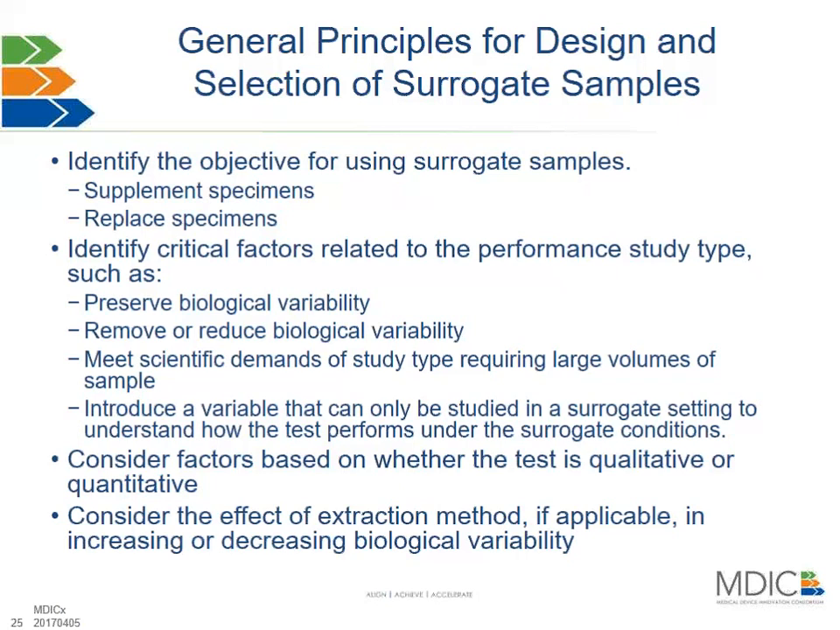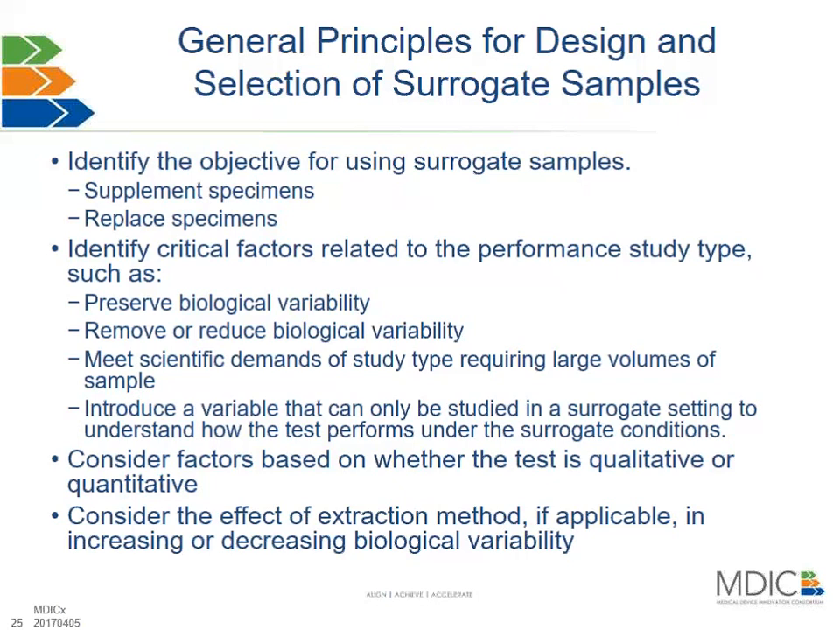What are the critical factors related to the performance study itself? For example, is preserving biological variability a key element of conducting the performance study? Or might the performance study be one which requires large volumes of sample in order to complete it in a controlled manner, and therefore meeting scientific demands of the study is what is triggering the use of a surrogate sample. In other situations, one of the key factors may be the introduction of a variable that can only be studied in a surrogate setting to understand how the test performs under stipulated conditions.